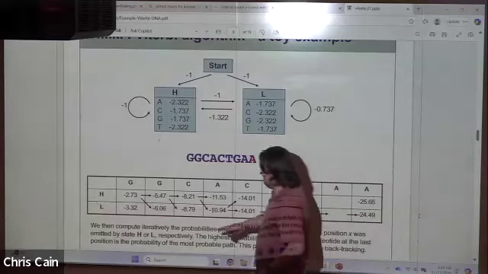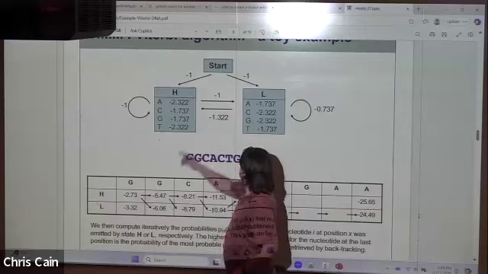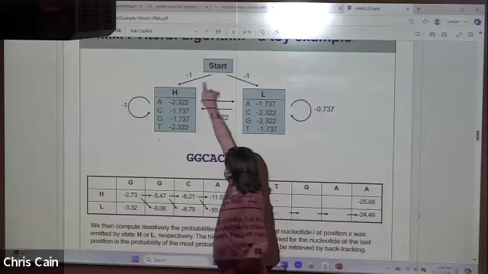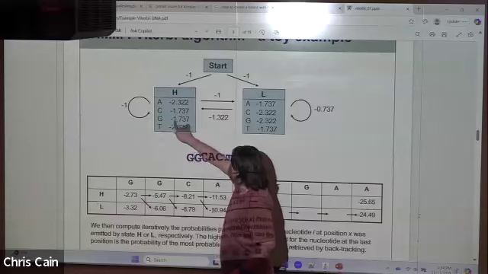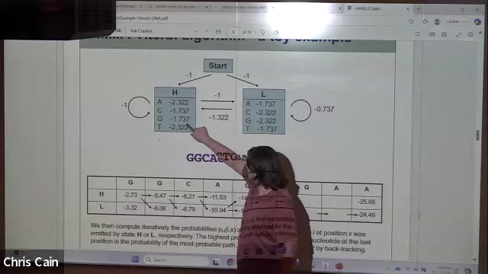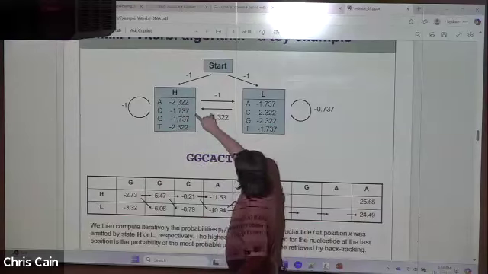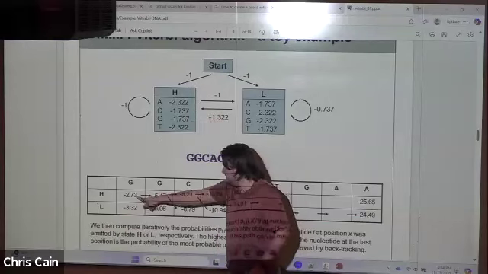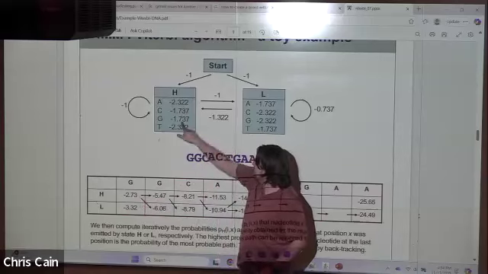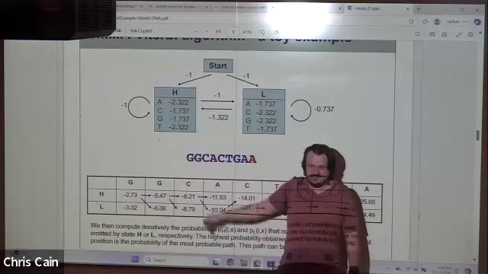So you start here. What is the probability that this first G was generated from H, which is 0.5, 2 to the minus 1 is 0.5, times 2 to the minus 1.737. So here, express that. And you see that now it's just an addition. If you add minus 1 and minus 1.737, you get minus 2.737. So it's just addition now instead of multiplication.